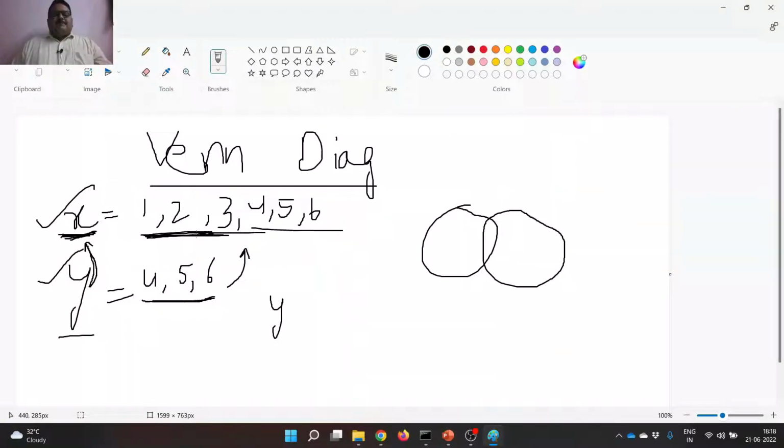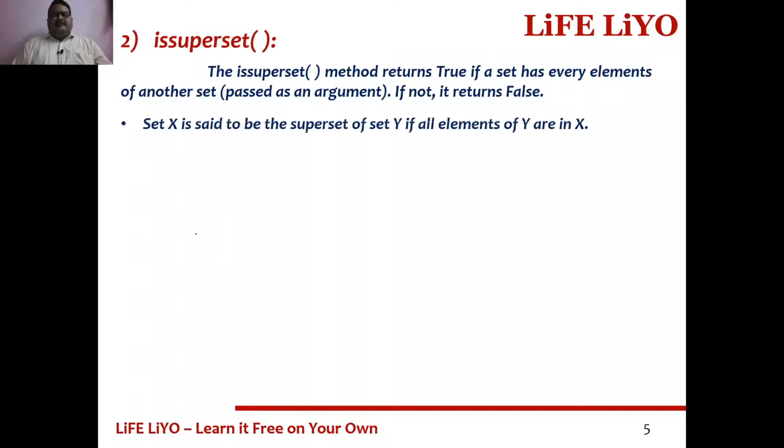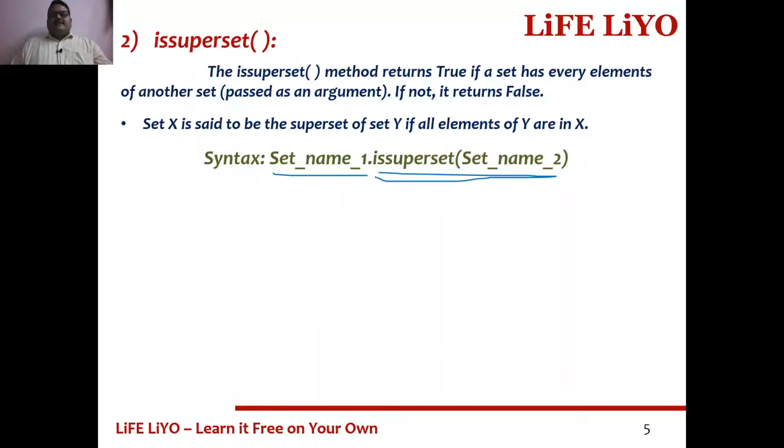A superset means which consists of all the elements of the other set as well as some other elements. So it will give the result as true if all the elements of some other set are present along with the other elements. Syntax is the set which we are going to check in the which set. I will write.